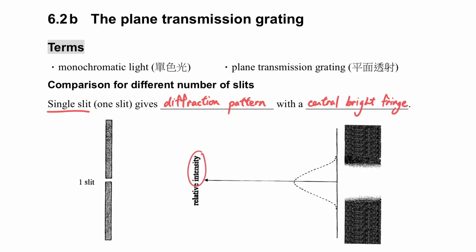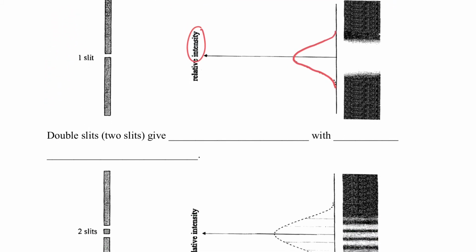So if we draw the relative intensity of the light, we can observe there is a central bright fringe. So in the middle is the brightest, and then it becomes dimmer at the edge. So this is what we can observe in a single slit.